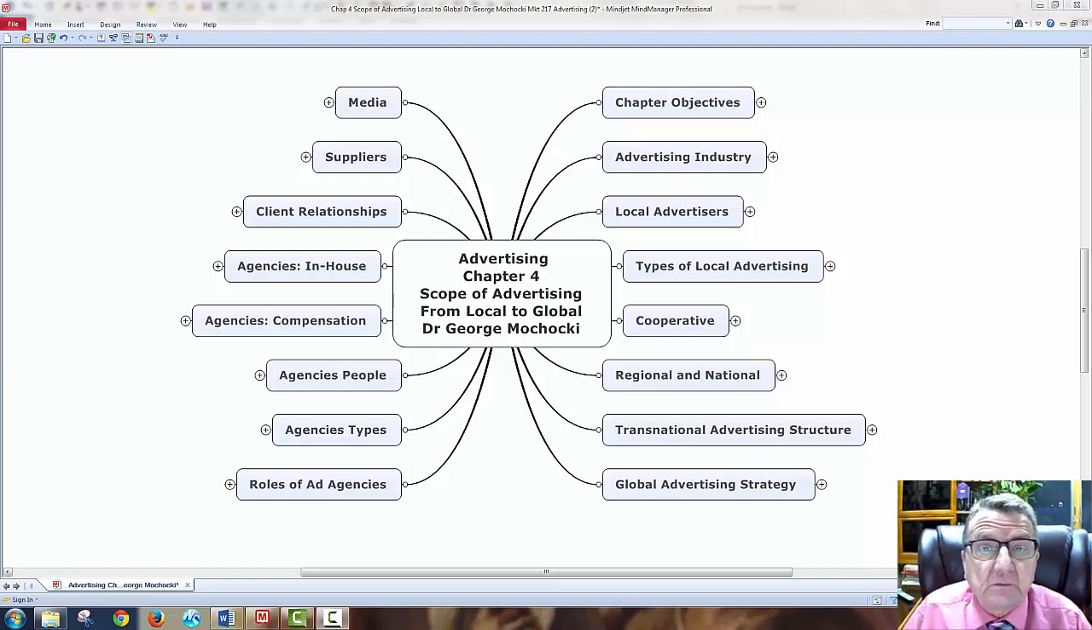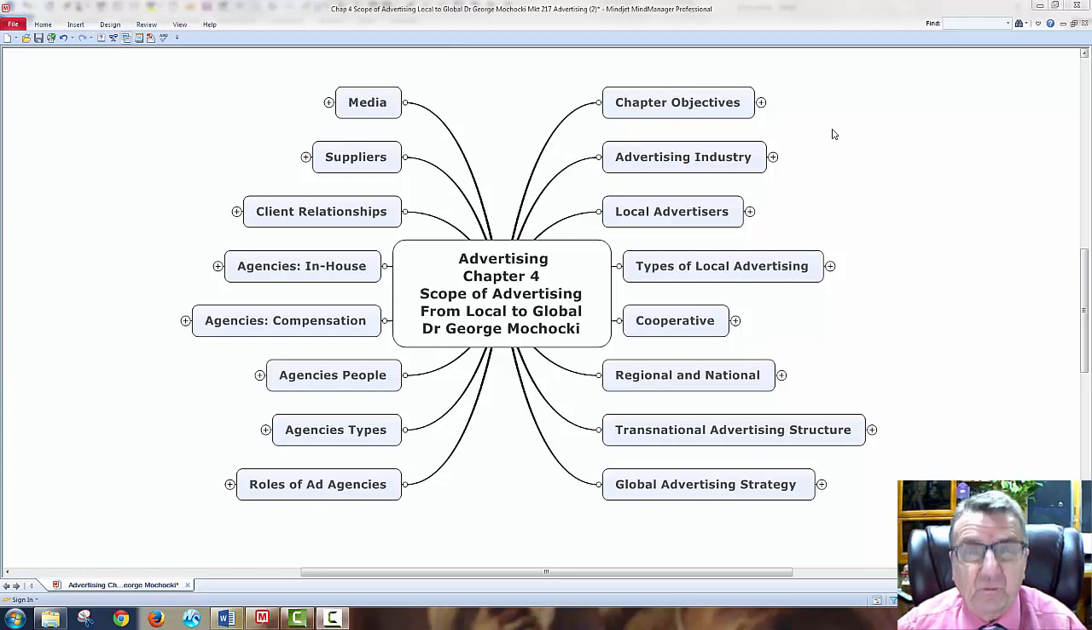Today we'll be covering Chapter 4, which is basically looking at the overview of advertising from the beginning, to give you a general idea from local types of advertising agencies to global types of agencies. So let's go into the chapter objectives. Just make sure you're either taking my online class or a face-to-face class, and this is a supplemental review of what we covered, whether in the forums or in the lectures.